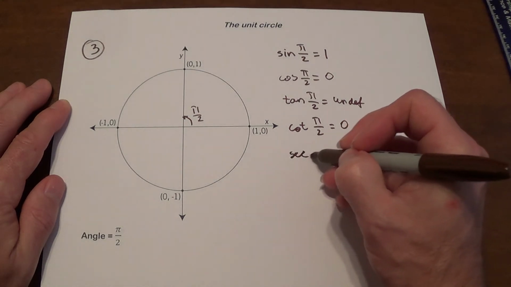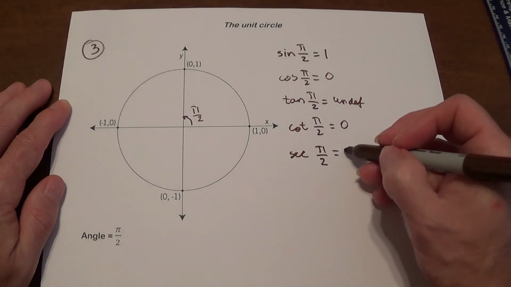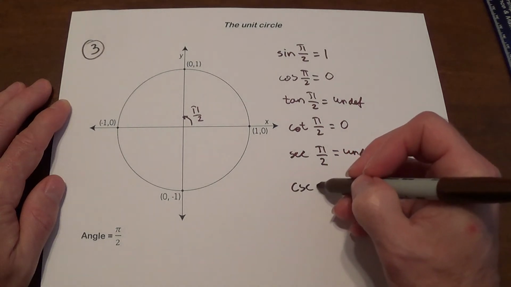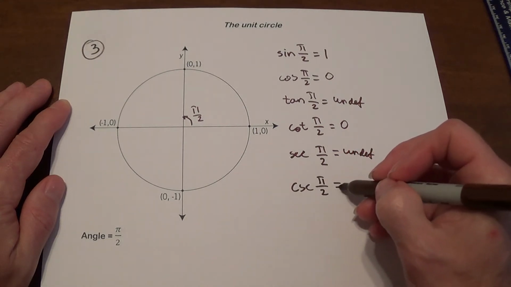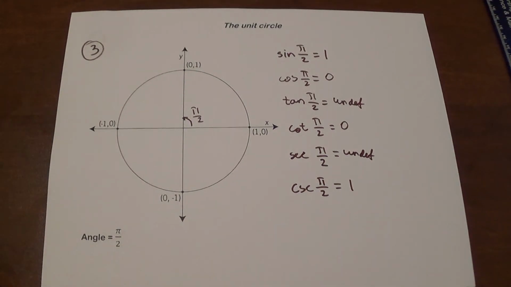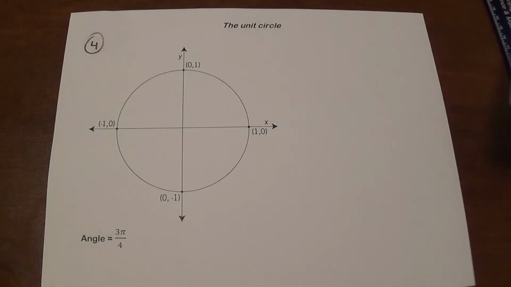For secant pi over 2, which is the reciprocal of cosine, that's going to be undefined as well. And for cosecant pi over 2, it's going to be the reciprocal of sine, which is 1. So you see, now we're leaving right triangles, acute angles, but by understanding the unit circle, we can still figure out all the remaining values.